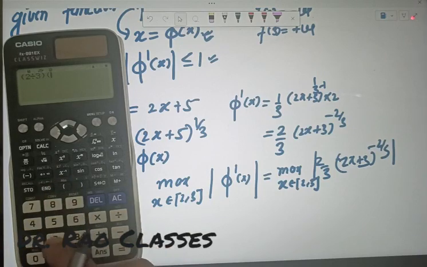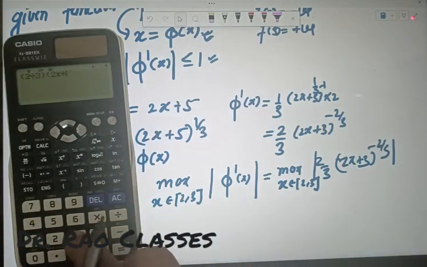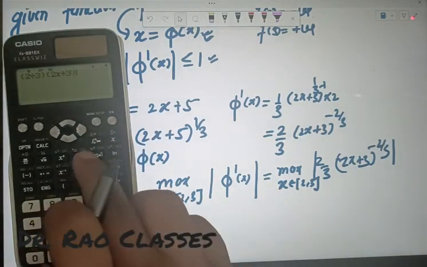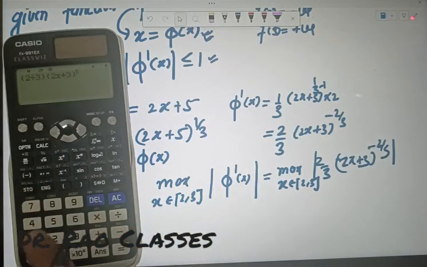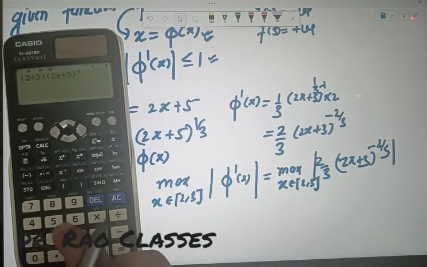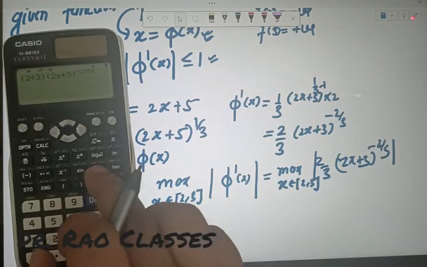Now type the function 2x plus 3 bracket close. Now for the power you can type x to the power box. So it is minus 2 by 3, right? Minus 2 divided by 3. Now it is box. Now come on, press calc.